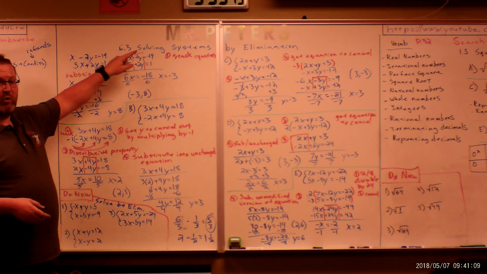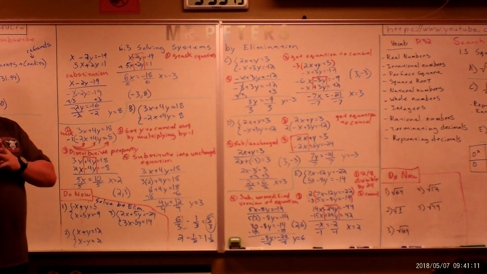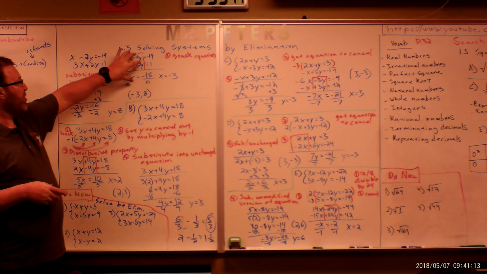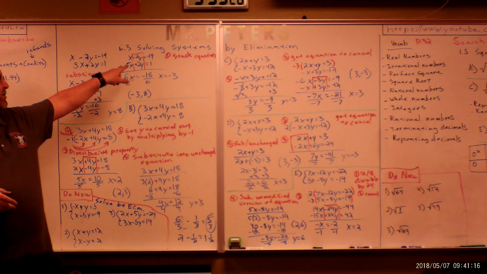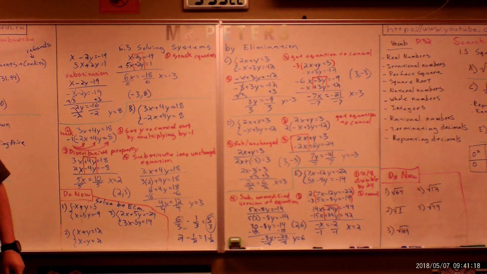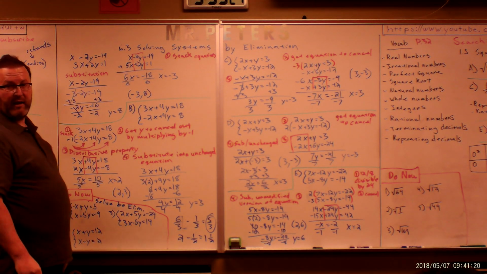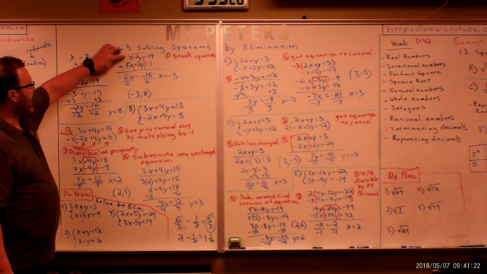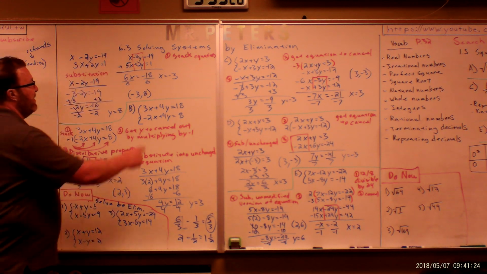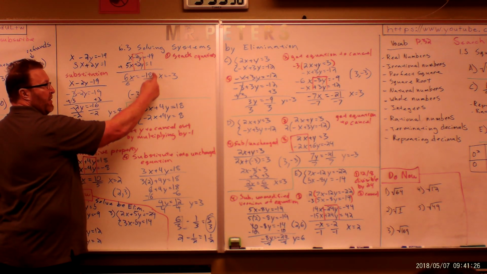I find it's easy to do a box, okay? Let me tell you why I do the box. When I do the box, I know I'm just focusing on the x's. The y's don't matter. Are we clear? Okay, from here, now we're going to add, all right? X plus 5x is 6x. Negative 18 plus 1, negative 18.